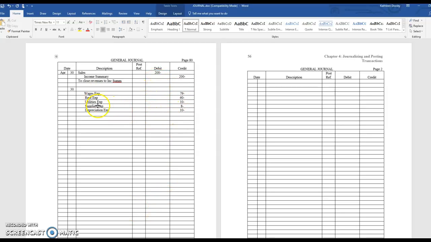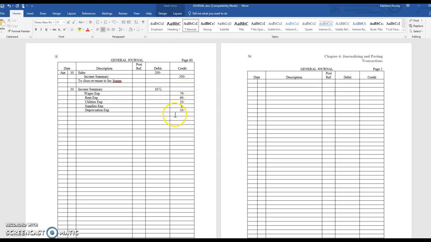So to close these expenses, we had to credit them, but of course, we also need a debit. Our debits must always equal our credits. We're closing these into income summary, so income summary is our debit. I need to add all of those together. So the 79 plus the 60 plus the 10 plus the 8 plus the 10 is 167. Debit into income summary.